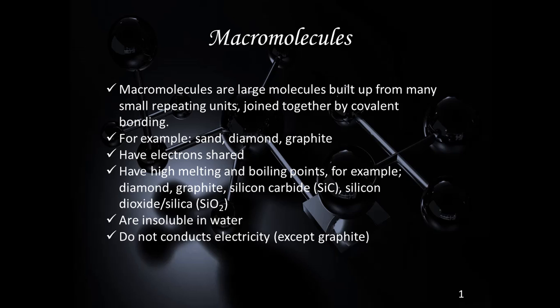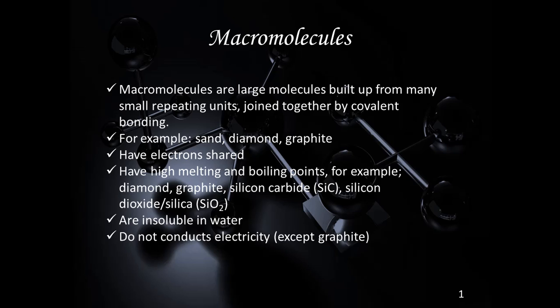They are covalently bonded together. When you say they are covalently bonded together, it means the bonding between them is very strong, so they have high melting and boiling points. So we have many properties of macromolecules. Now in our syllabus, the most common macromolecules are diamond, graphite, silicon carbide, and silicon dioxide.